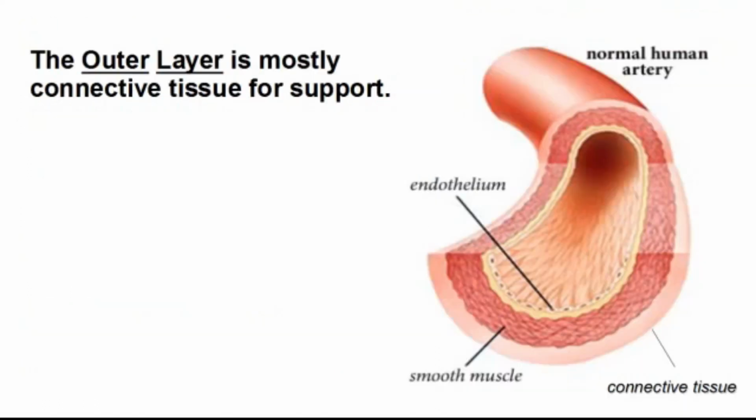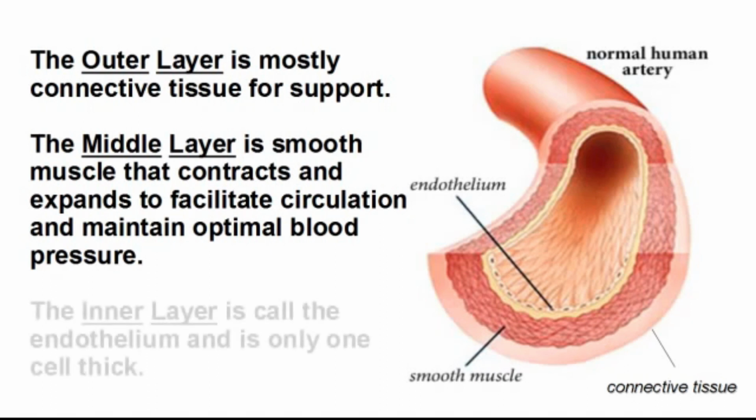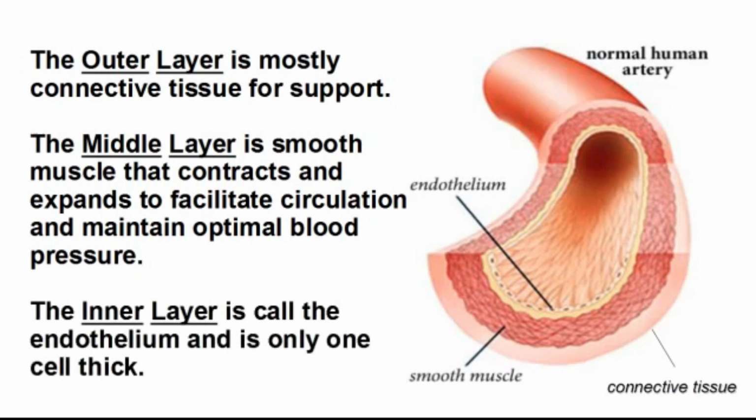As you can see by the slide, your arteries are made up of three layers. The outer layer is mostly connective tissue to provide support. The middle layer is smooth muscle. This smooth muscle contracts and expands to regulate circulation and maintain optimal blood pressure. The inner layer is called the endothelium. This tissue is only one cell thick, but it protects the integrity of the entire cardiovascular system through a wide range of biochemical actions, one of which is the production of a gas called nitric oxide.